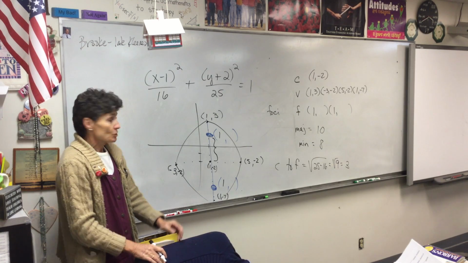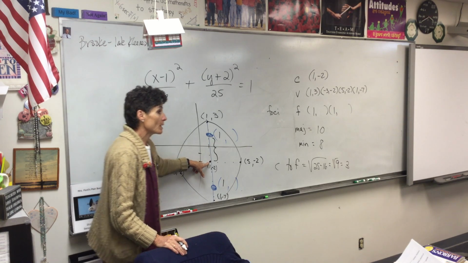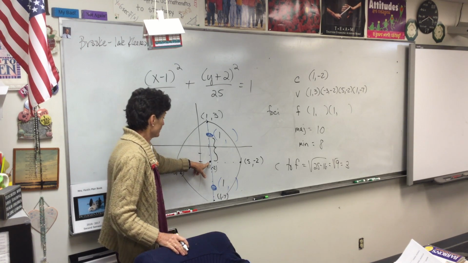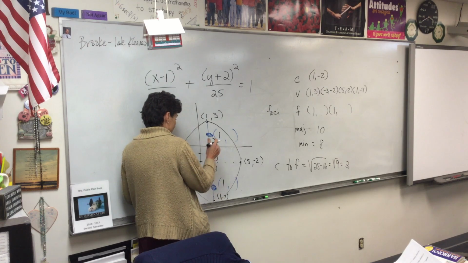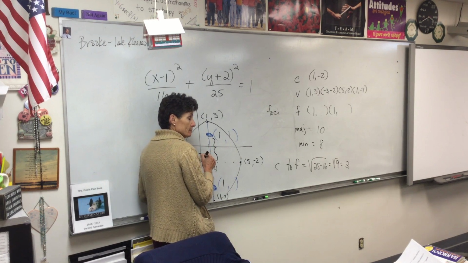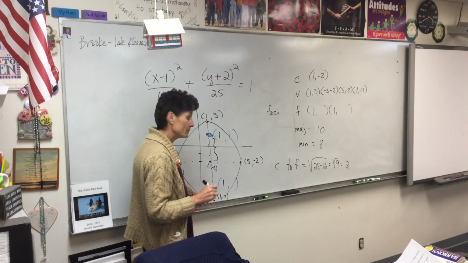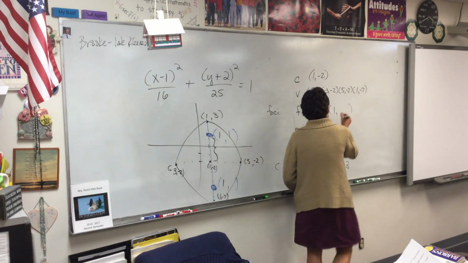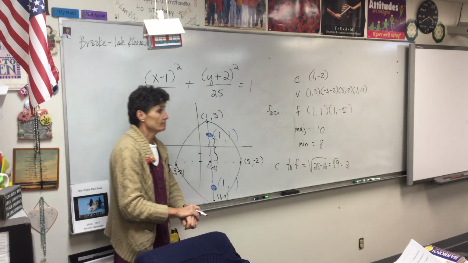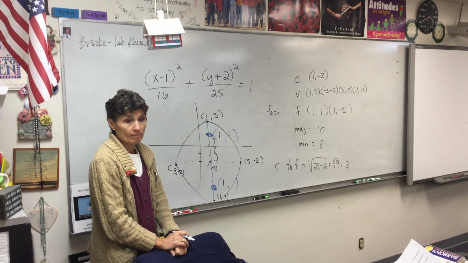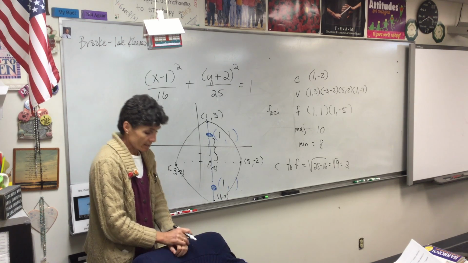Right? So you're going to start right here at your center, and you're going to count up 3. If I count up 1, 2, 3, where am I going to be? At 1, 1. Very good. Now I'm going to count down 3. 1, 2, 3. 1, -5. So 1, -5 and 1, 1 are my focus points. Got it? It's not too bad. That last part's a little tricky sometimes.